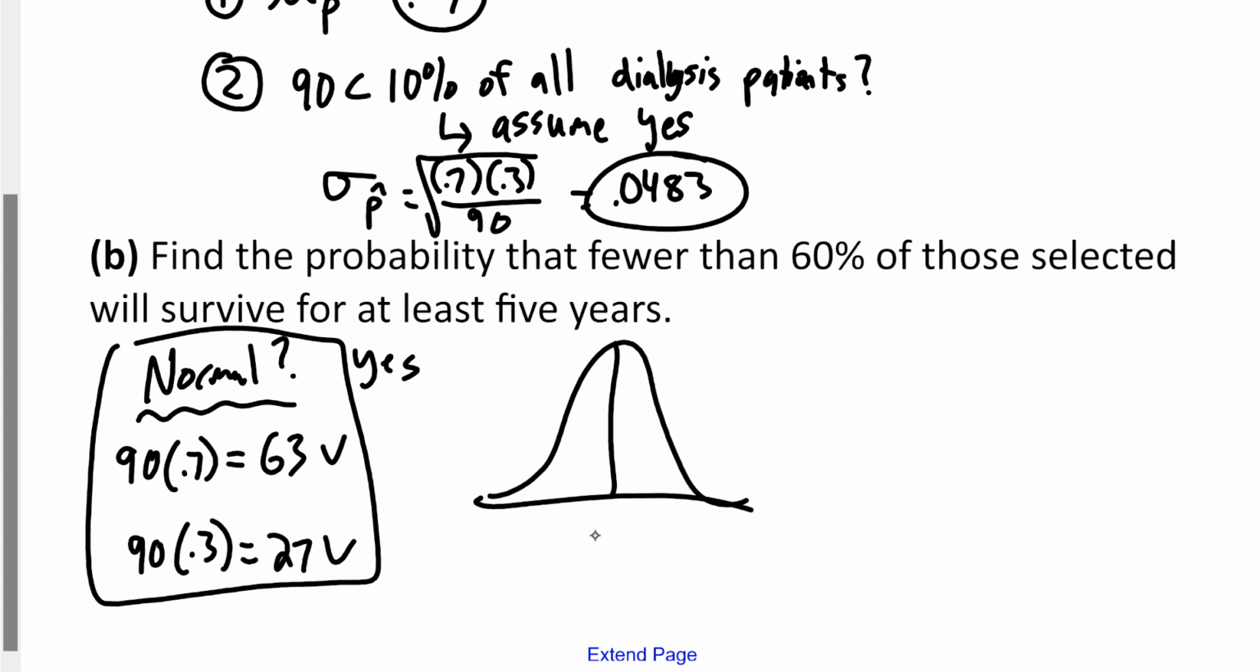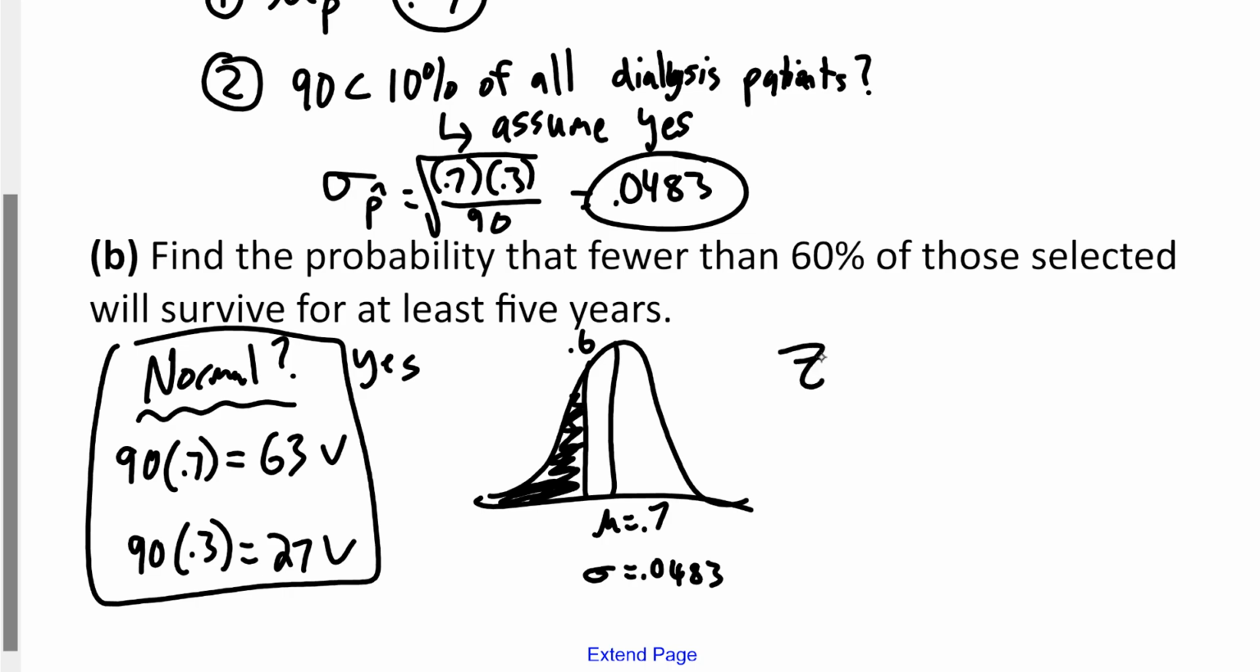So if we know it's normal, we can apply something here. We can make a normal curve. We can make our mean 0.7, our standard deviation 0.0483. We already found those values. Now the question is, what's the probability that fewer than 60% will survive? So that's 0.6 over here, and it's fewer. This is nice because it works just the way our z-table will work.